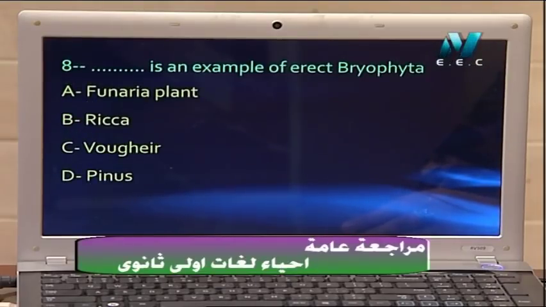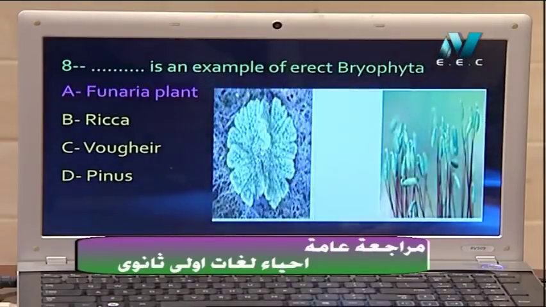Question 8. Which is an example of erect bryophytes? Bryophyta, erect bryophyta. Bryophyta here, we have two examples, erect and flat. We have a picture here for Riccia and Funaria. When you look to the picture in front of you, you will see the Riccia is a bryophyte, but a flat plant. But Funaria here is erect.